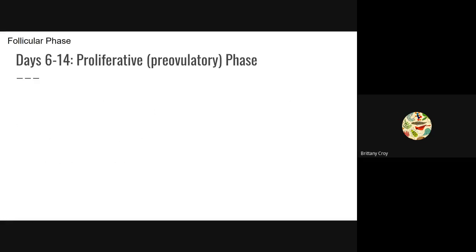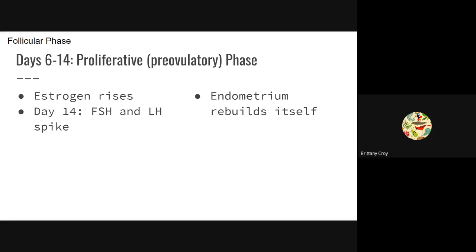Next, days 6 through 14 is called the proliferative phase, or the phase leading up to ovulation. During this phase, estrogen starts rising, and on day 14, FSH and LH both spike, so very high levels of them, and that actually causes ovulation.